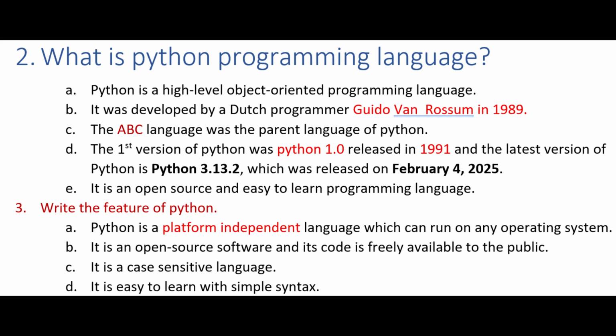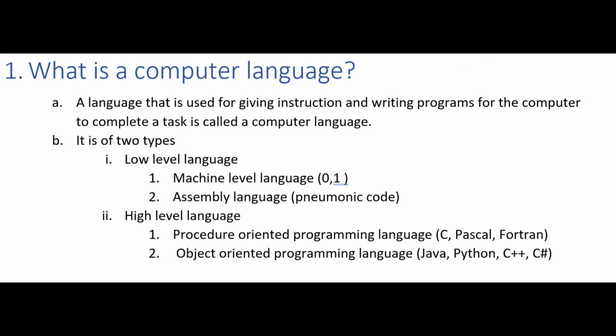Now that we have a basic idea about Python, let's explore computer languages and how they are categorized. A computer language is a language used to give instructions and write programs for a computer to complete a task. It is broadly classified into two types. 1. Low-level language. These are closer to machine code and include machine-level language, which uses only binary digits, zeros and ones, which the computer directly understands. Assembly language, which uses mnemonic codes instead of binary, making it slightly easier to write and understand.